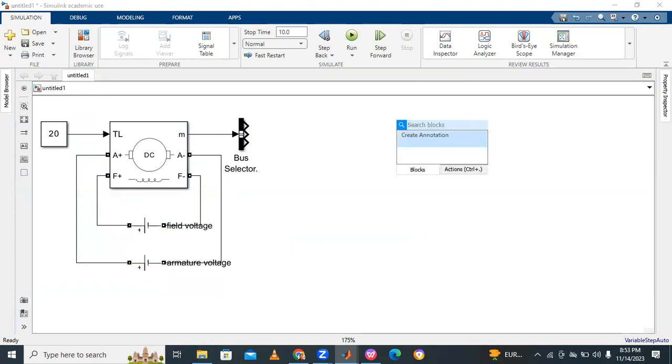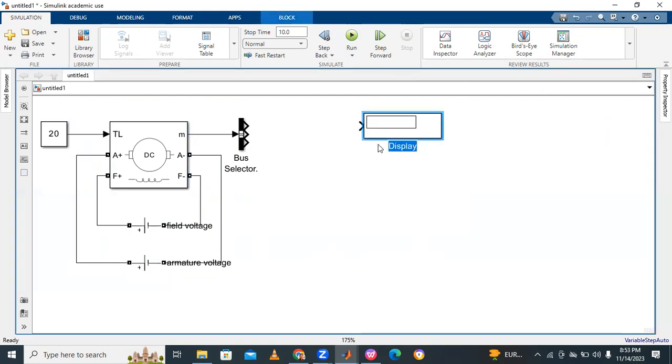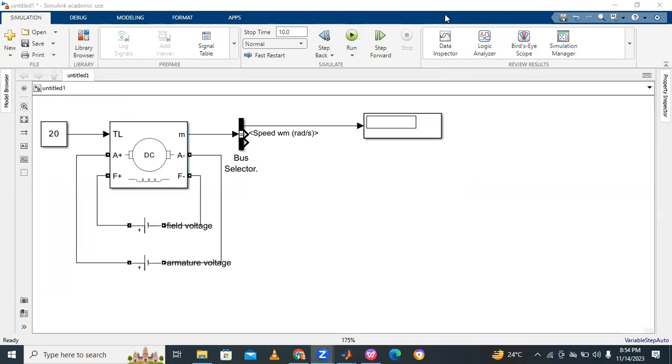Take 3 displays. Right here, display 1. First, connect from here to the display. Speed. So, speed in radians per second, that's why it's converted into RPM. To convert to RPM, take one gain. Connect the gain in between these two, and multiply by 60 by 2 pi. Omega is equal to 2 pi N by 60. So 60 by 2 pi converts radians per second to RPM.